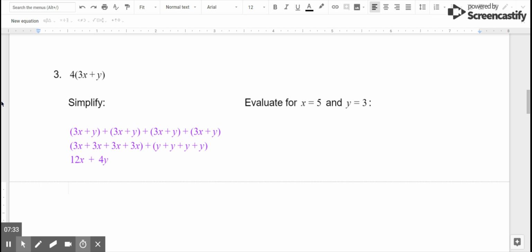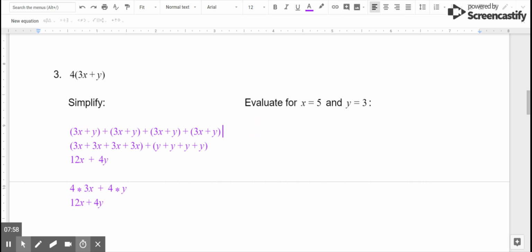A shortcut for getting to this answer would be to take 4 times 3x and add that to 4 times y. So what I'm doing is taking 4 times every term in those parentheses. And it still gets me to my same simplified expression of 12x plus 4y.